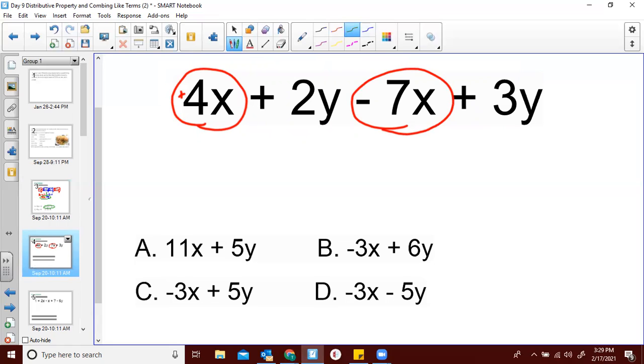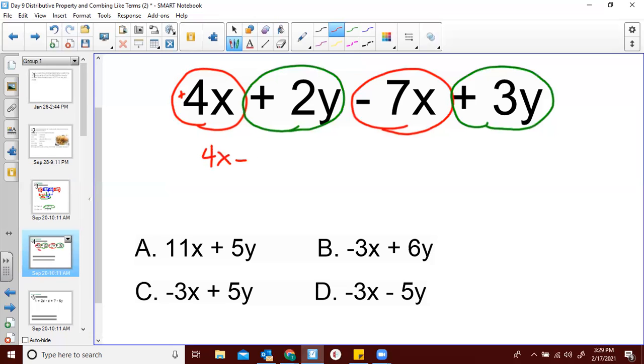All right. Again, we're going to skip over 4x. We already circled him. We get to this plus 2y. Notice I'm circling the sign as well, right? And plus 3y. So now I'm going to create my two small math problems within this one larger math problem.